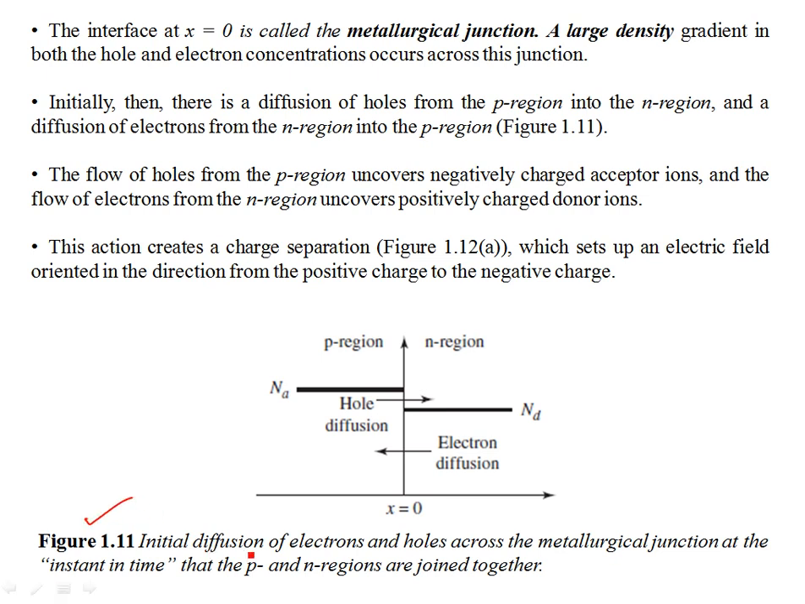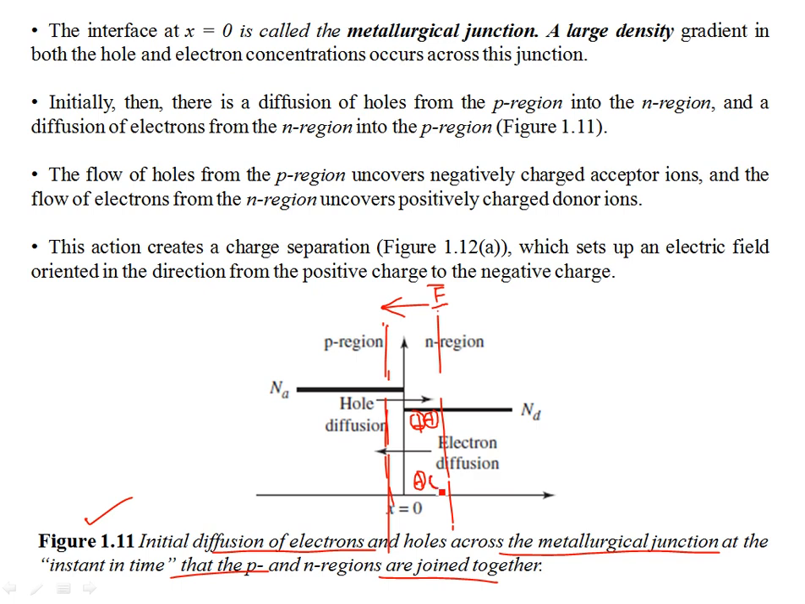This figure 1.1a shows the initial diffusion of electrons and holes across the metallurgical junction at the instant in time that P and N regions are joined together. So this process is blocked once the electric field is established, and this electric field, if you recall, is going to have a direction like this from N-type to P-type region. The reason being that the donor impurities are positively charged. For example, it could be a phosphorus atom, okay, antimony, arsenic, whatever.